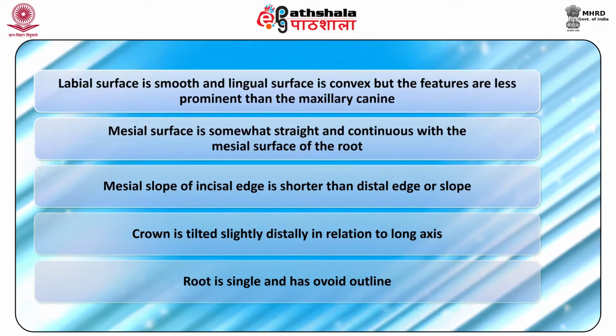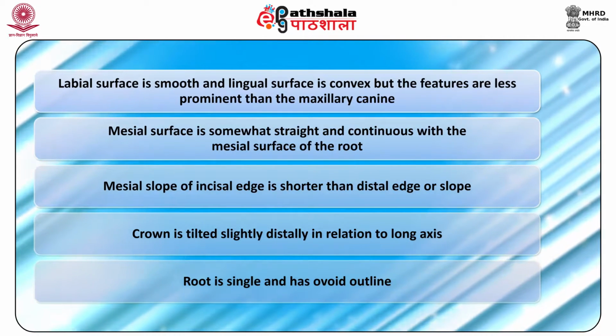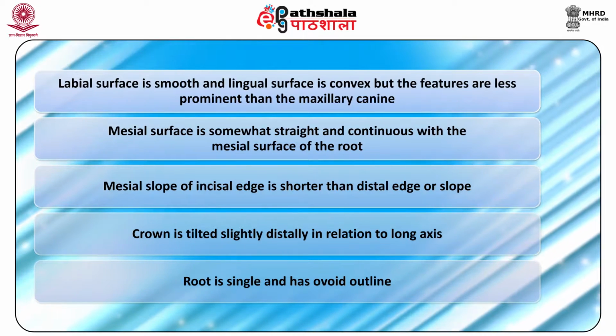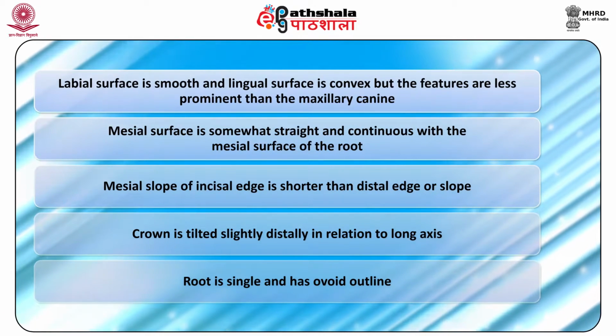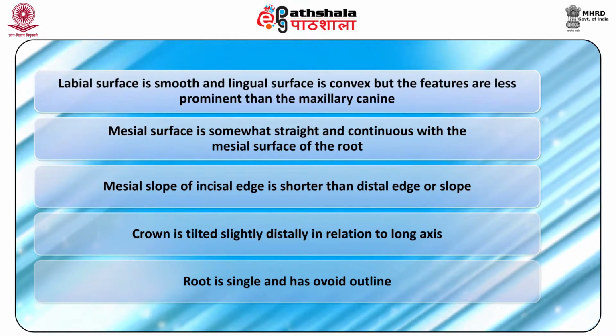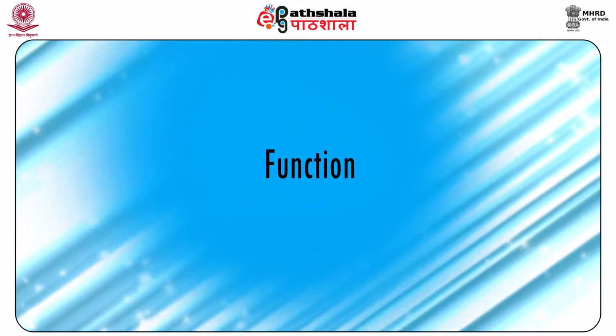The mesial slope of the incisal edge is shorter than the distal edge or slope. The crown is tilted slightly distally in relation to the long axis. The root is single and has an ovoid outline.